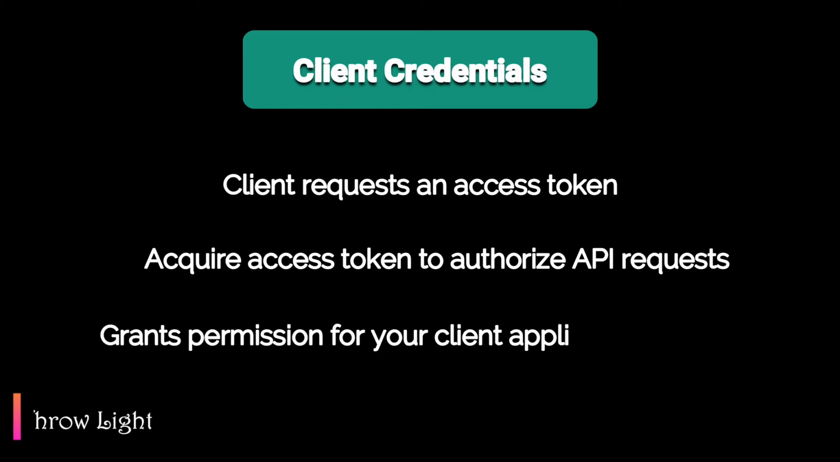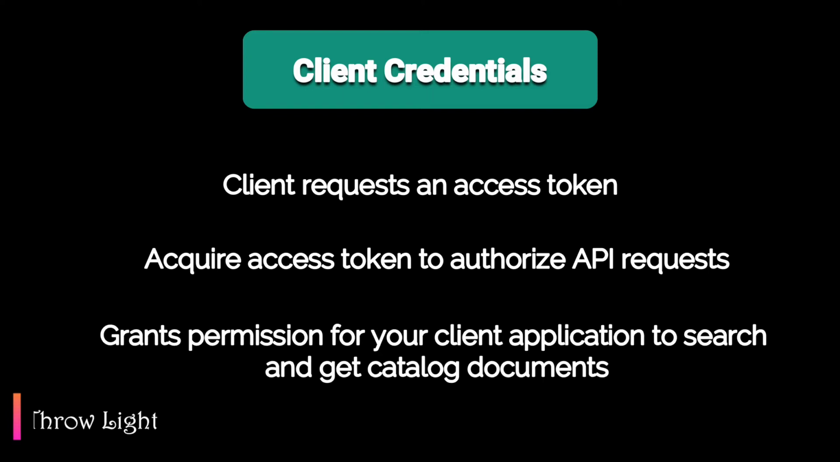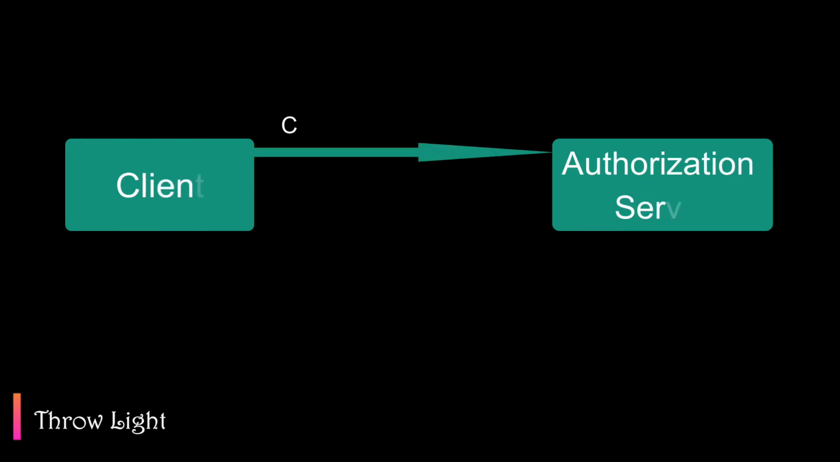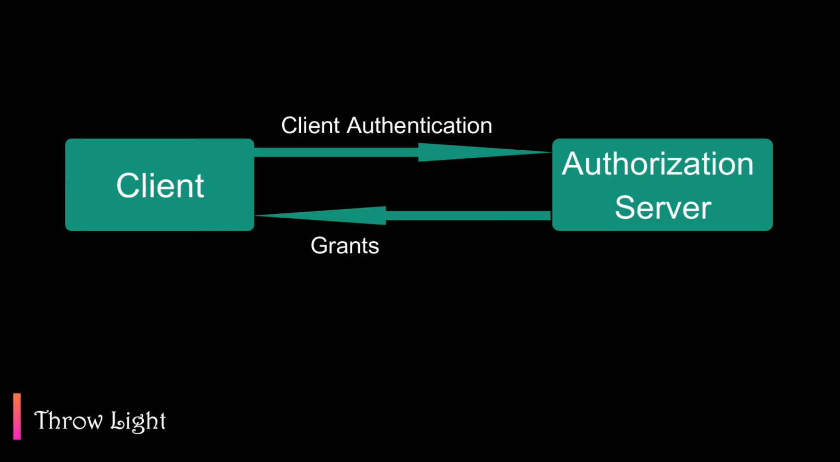Using client credentials, the authorization access token which is acquired only grants permission for your client application to search and get catalog documents. If you see the diagram here, the client authenticates with the authorization server and makes a request for an access token from the token endpoint. The authorization server authenticates the client and provides an access token if it is valid and authorized.